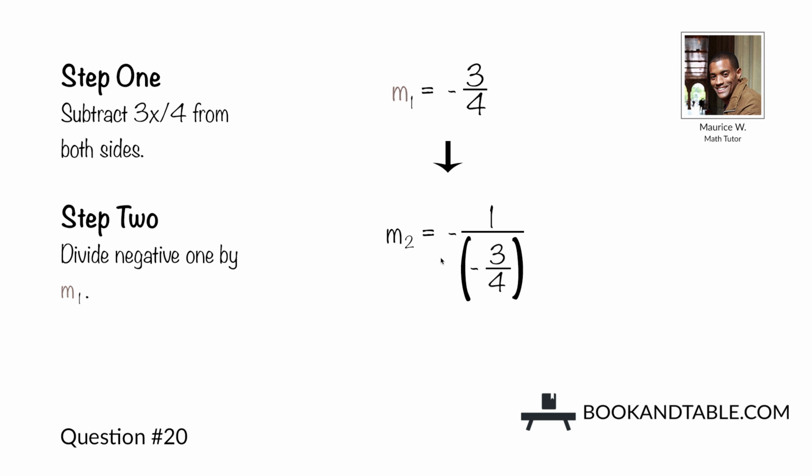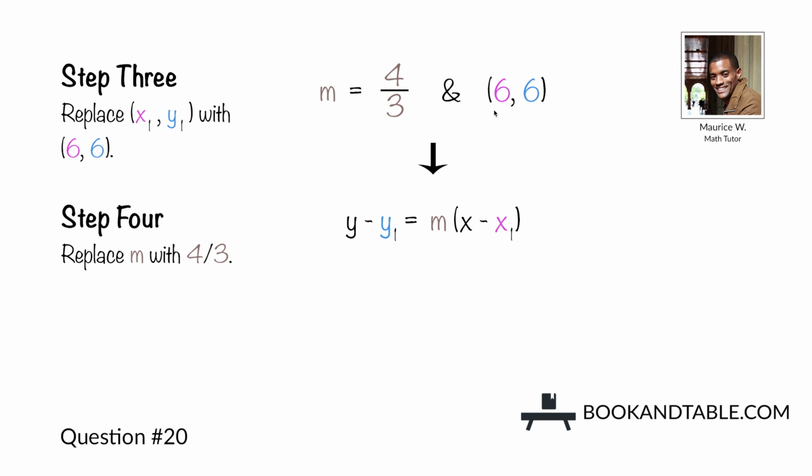When we do so, we get negative 1 divided by negative 3/4. If you are dividing the numerator by a fraction, it is the same as multiplying this numerator by the reciprocal, which would be negative 4 over 3. So negative 1 times negative 4 over 3 becomes positive 4 over 3. So the slope of the line we are looking for is 4 over 3, and it passes through the point 6, 6. Plug these two pieces of information into the point slope form, and you will be able to figure out the equation of the line.